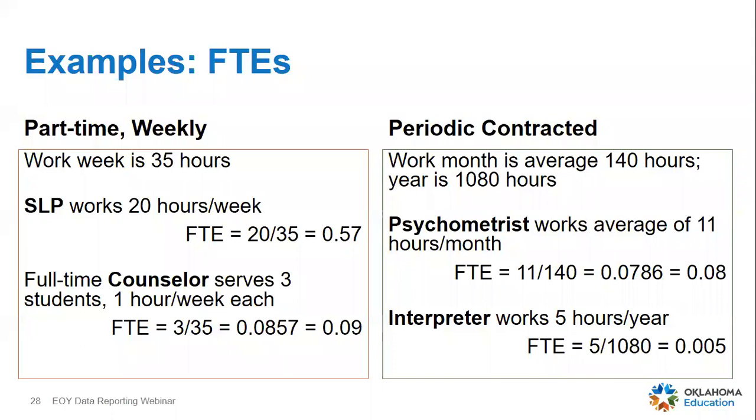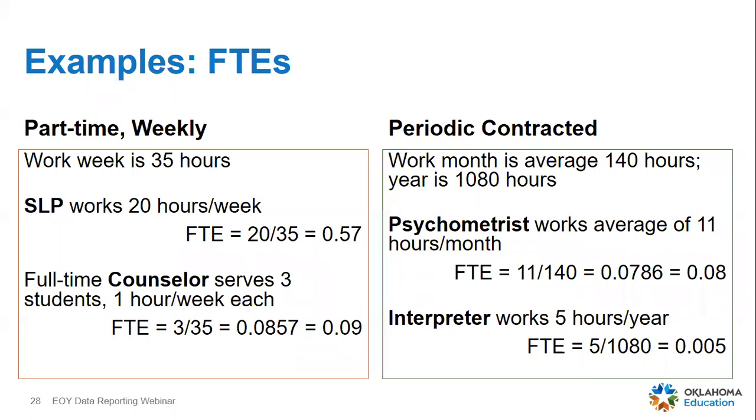Let's say you have a full-time counselor who serves 3 students 1 hour a week each. Okay, you would take that 3 hours, divide it by 35, and get that calculation of 0.09. Some of these will seem really, really small, and that's okay, because remember, we aggregate them at the state level. Let's say you have someone on contract who only works periodically throughout the year. Maybe your work month is an average 140 hours, or your year is 1,080. You have a psychometrist who works an average of 11 hours per month. Okay, 11 divided by 140 would give you 0.08.